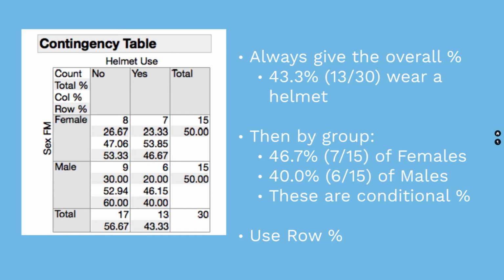In general, if you've set up your X to be your rows and your Y to be your columns, you want to use row percentages. This is the bottom percentage given in JMP.